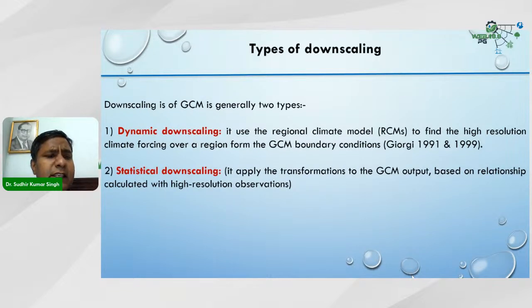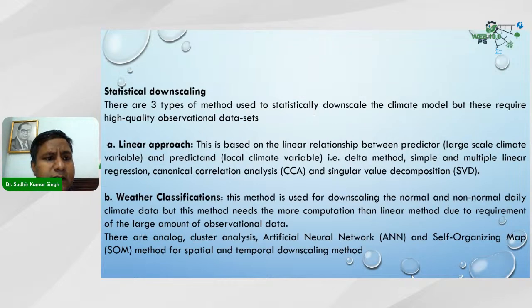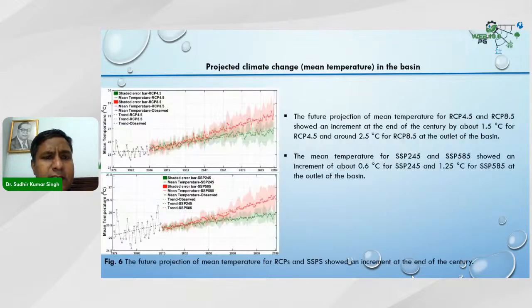So there is dynamic downscaling and statistical downscaling. I have performed the statistical downscaling. I have not gone through the dynamical downscaling, and I have not run any regional climate model like RCM. So here I am showing the output of my model, actually the CMIP6 model output.